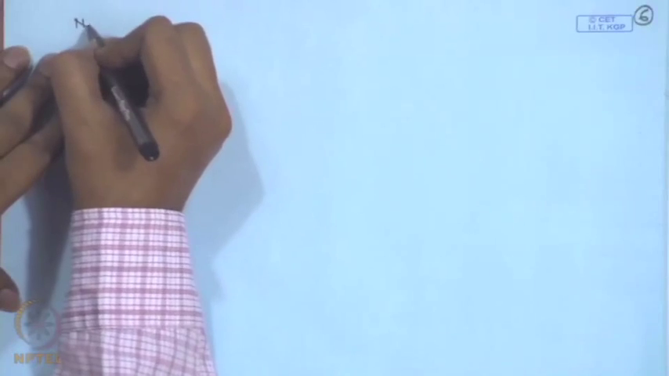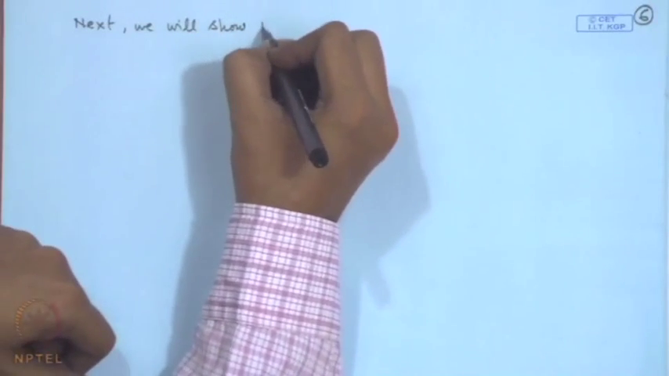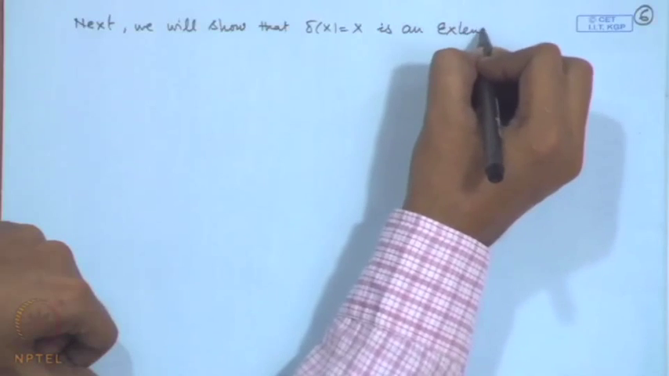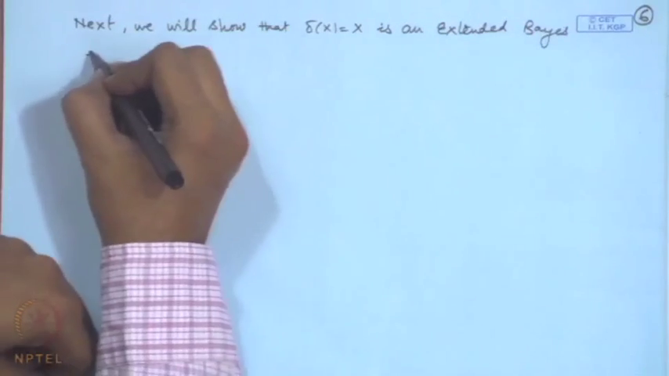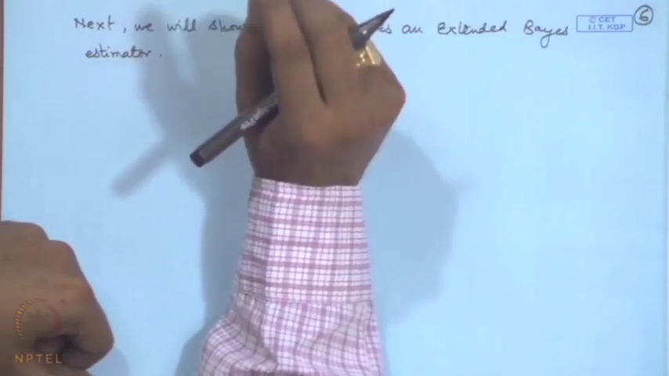Next we consider extended Bayes estimation. So, we will show that delta of x equal to x is an extended Bayes estimator. Now, for an extended Bayes estimator, what we have to show is that for every epsilon there exists a prior, let us call it pi epsilon, such that this estimator delta is epsilon Bayes with respect to pi epsilon. Now, in this problem we have already taken a sequence of prior distributions, with respect to which we showed that x is a limit of Bayes rules. So, we will take the same sequence here.